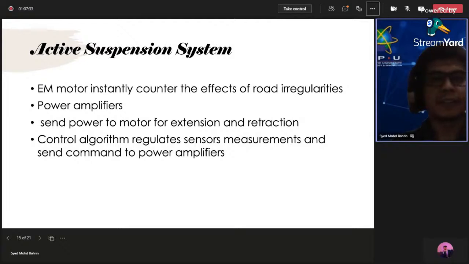Okay, so like I mentioned just now, the electromagnetic motor here instantly counters the effect of the road irregularities by means of a power amplifier. The power amplifier will instruct based on the feedback from the sensors, which they apply on many parts of the body of the car and also the wheels. Then they have a control algorithm to tell how much the motor has to bring the strut up or down, to retract or to extend.